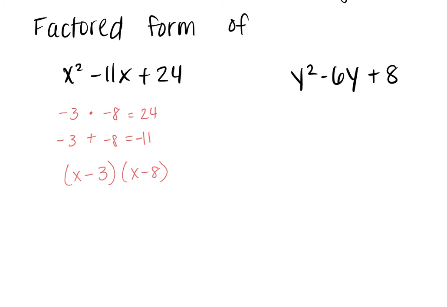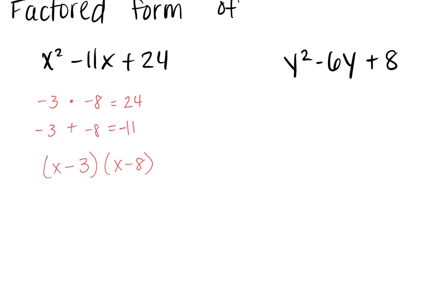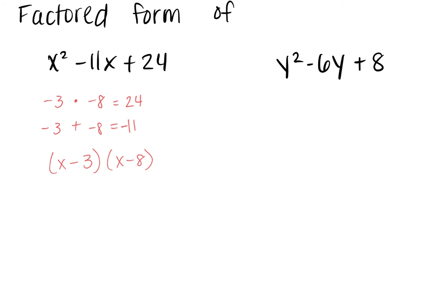Let's take a look at y squared minus 6y plus 8. Any ideas as to the two factors that when you add them together, they give you negative 6, and when you multiply together, they give you 8? Ashton, what do you think? Very good. Negative 2 and negative 4. If we multiply these together, what do we get? Positive 8, good. And if we add them together, what do we get? Negative 6. Is that what we're looking for?